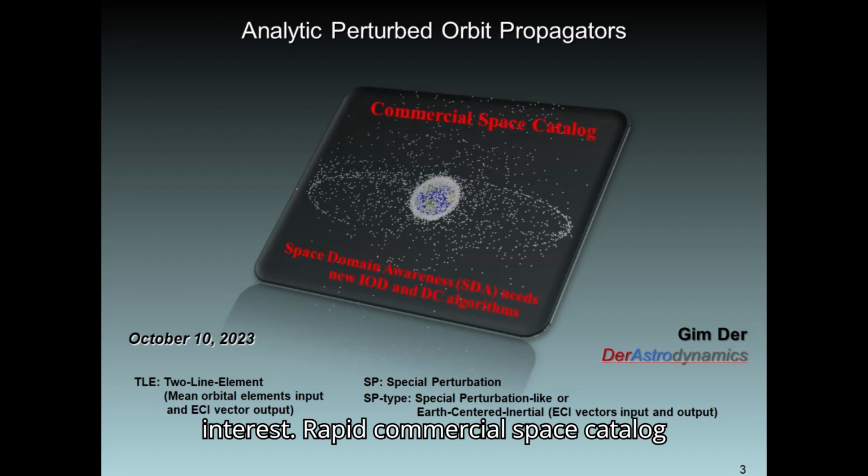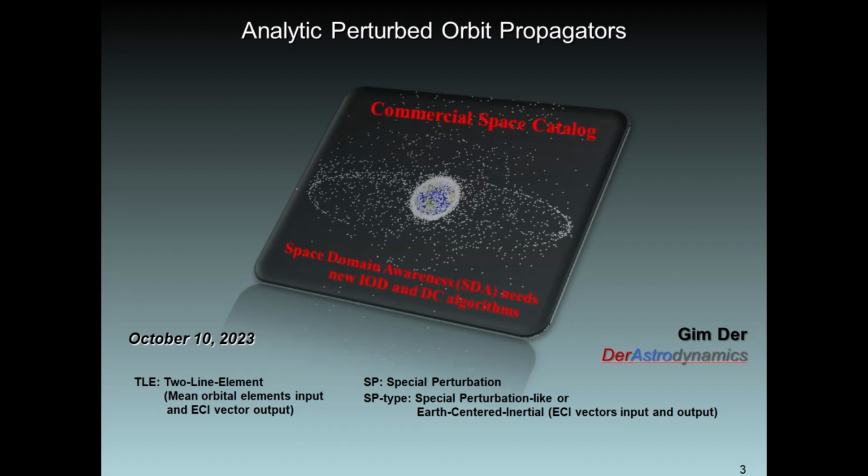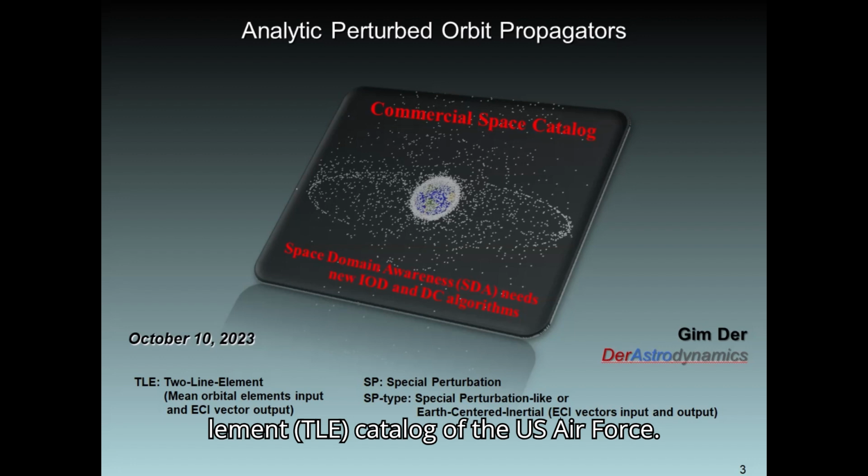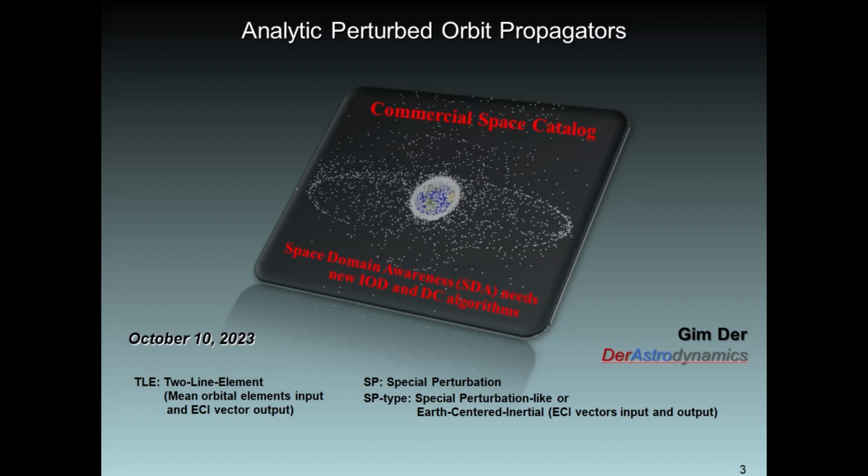Rapid commercial space catalog building is the key to space domain awareness, SDA, around the Earth. The analytic algorithms for this space catalog are using Earth-centered inertial (ECI) state vectors, unlike the two-line element TLE catalog of the US Air Force.